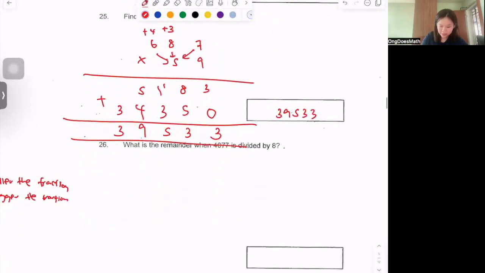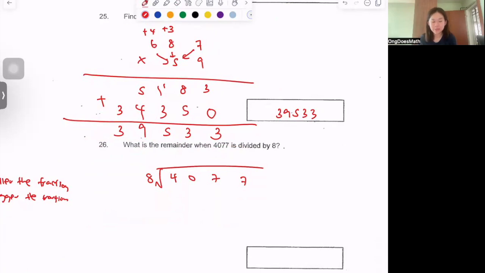Next, what is the remainder when 4077 is divided by 8? So let's do the division. So can 4 be divided by 8? No, it's too small. So then put a 0. Then we carry down this 0. Can 40 be divided by 8? Yep. There will be 5, minus 40.